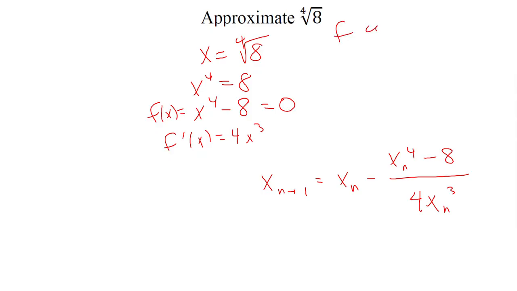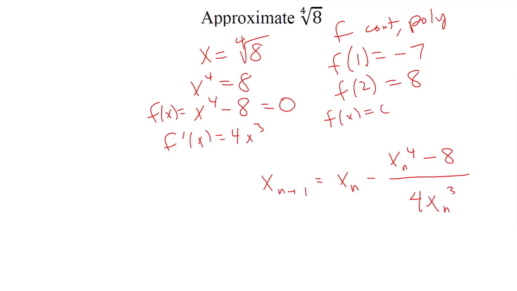We know that f is continuous because it's a polynomial. And we know that f of 1 is negative 7. And f of 2, 2 to the 4th is 2, 4, 8, 16, so 16 minus 8 is 8. So we know that f of x must equal 0 on the 1 to 2 interval by the intermediate value theorem. And you want to state that that's how you're coming up with this great first guess of x naught is 1.5, because 1.5 is between 1 and 2.